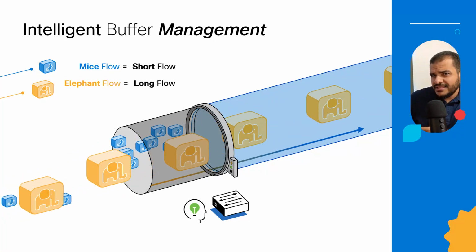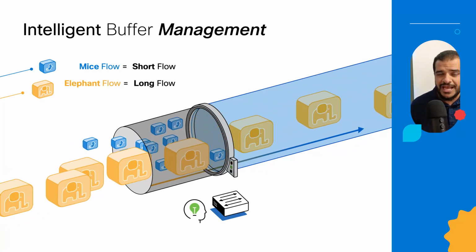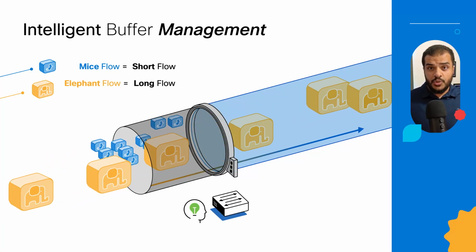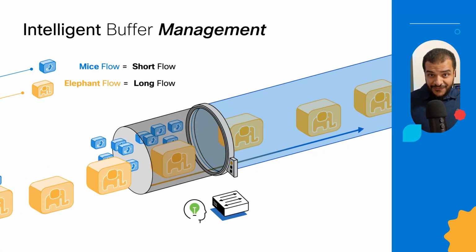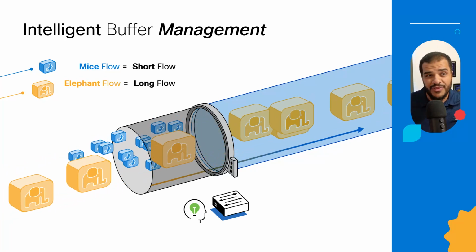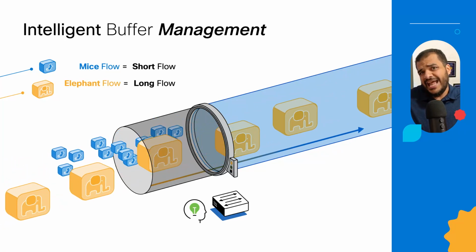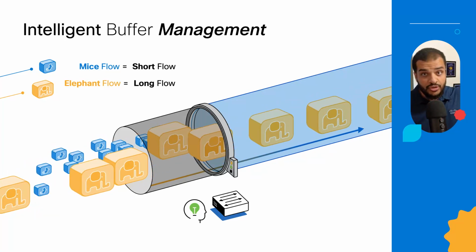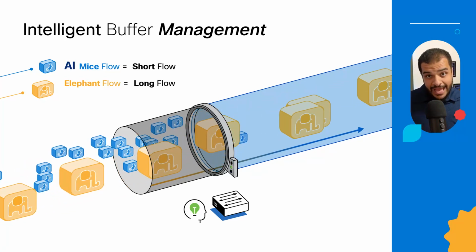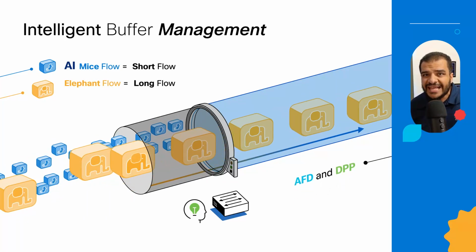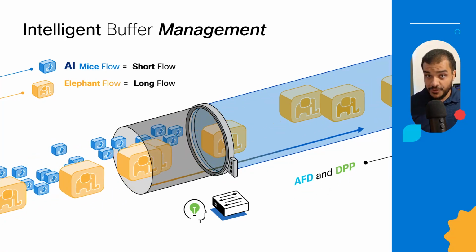The other hand has the mice flows, and you need a switch to be, again, intelligent enough to give the mice flows more attention because, hey, the elephants are going to starve your bandwidth and take all the bandwidth that it has, and your mice is going to starve. Maybe that mice flow is actually your most important traffic, which in AI might be the AI workload. So this is where AFD and DPP can come into play.